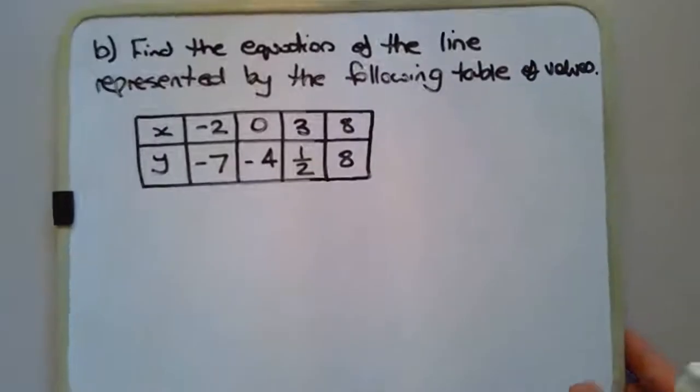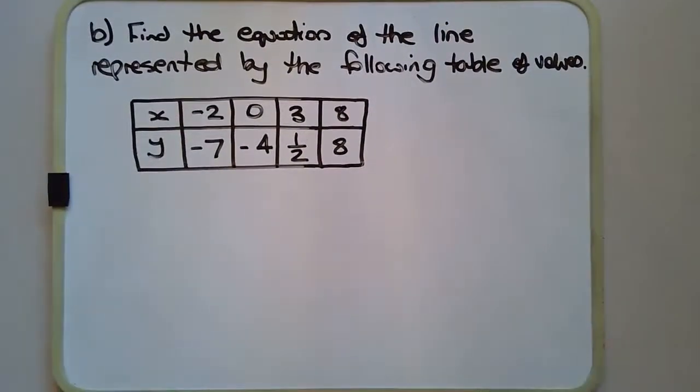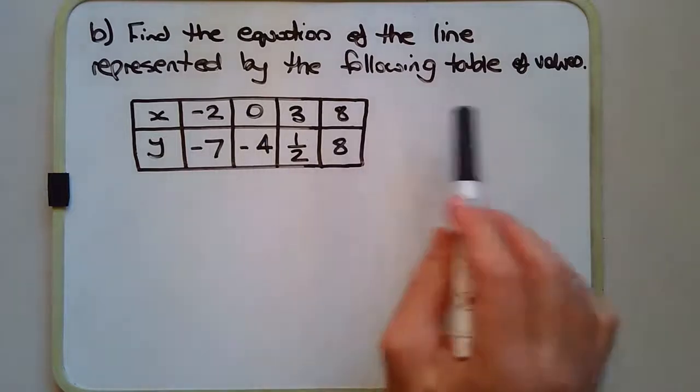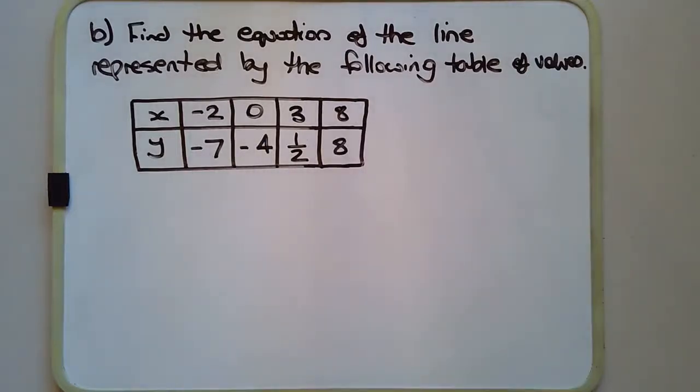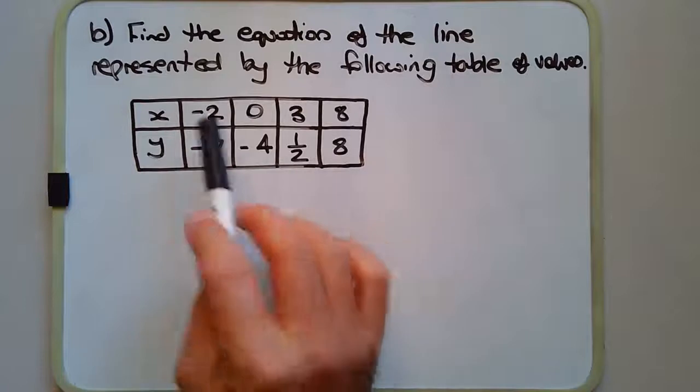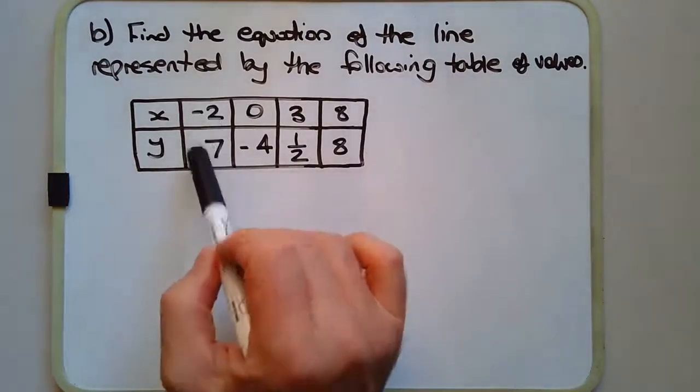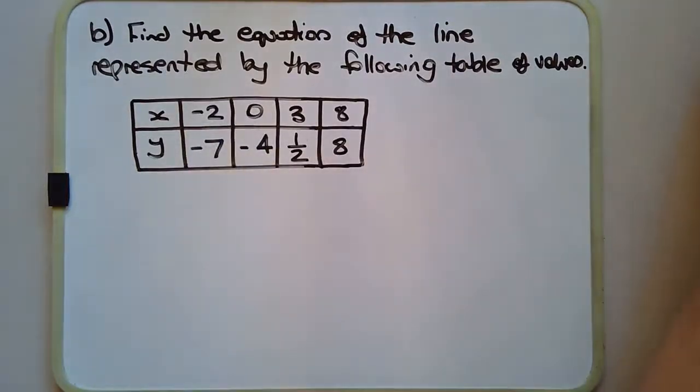All right, time for example part B. So this is unrelated. Have a read of that question. Find the equation of the line represented by the following table of values. So we've got four coordinates here, right? X coordinate, Y coordinate, 4 different points.